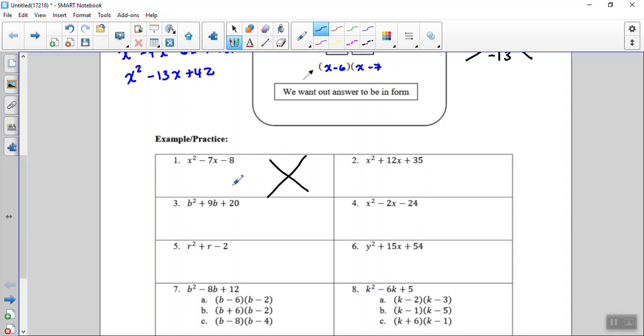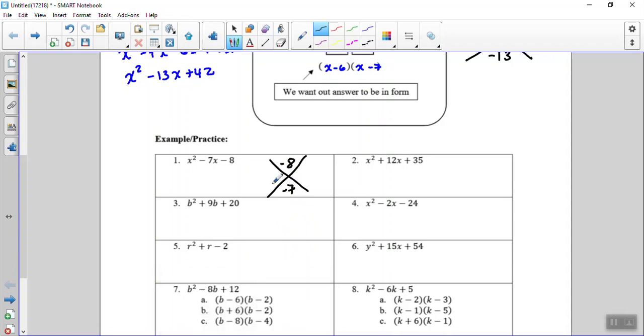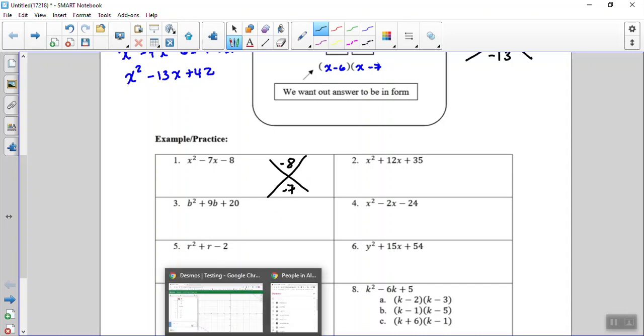Okay, so I know that I'm going to put negative 8 here, negative 7 down here. I need two numbers to multiply together that give me negative 8, but when I add together, give me negative 7. If you see it, you can just write the numbers, but you can also use the calculator. Okay, I'm just going to use the calculator.